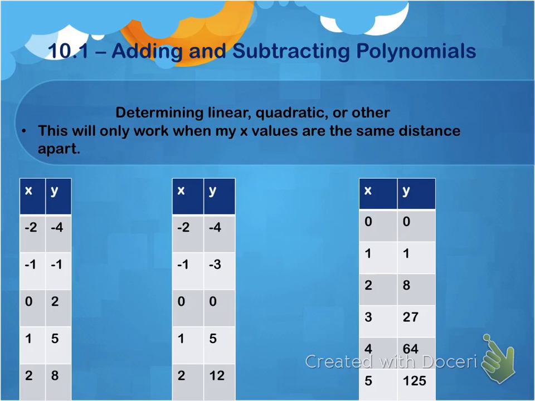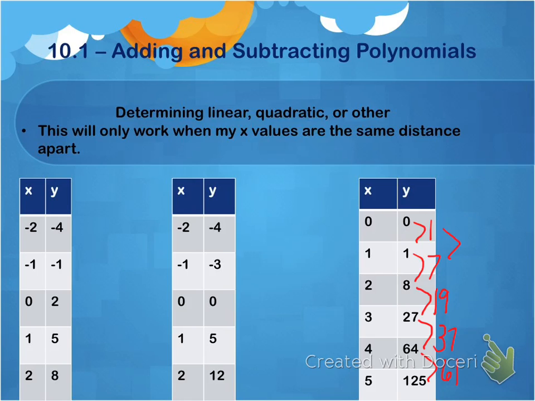So going to this last one then, I can find the difference between my y values. 0 and 1 gives me 1. 1 and 8 gives me 7. 8 and 27 gives me 19. 64 minus 27 gives me 37. 64 and 125 gives me 61.